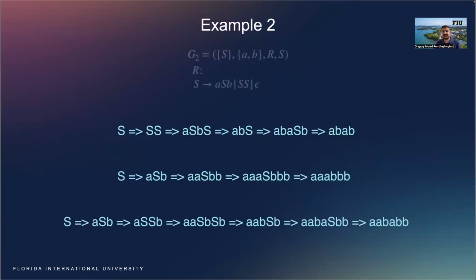Okay, so let's say this first example. This grammar number 2 has one variable S, two terminals A, B, and it has 3 rules. And the start variable, obviously, is S because there's only one variable. So S can be replaced by ASB or SS or empty string. So how do I generate, for example, ABAB? So from S, I can generate variable S followed by variable S.